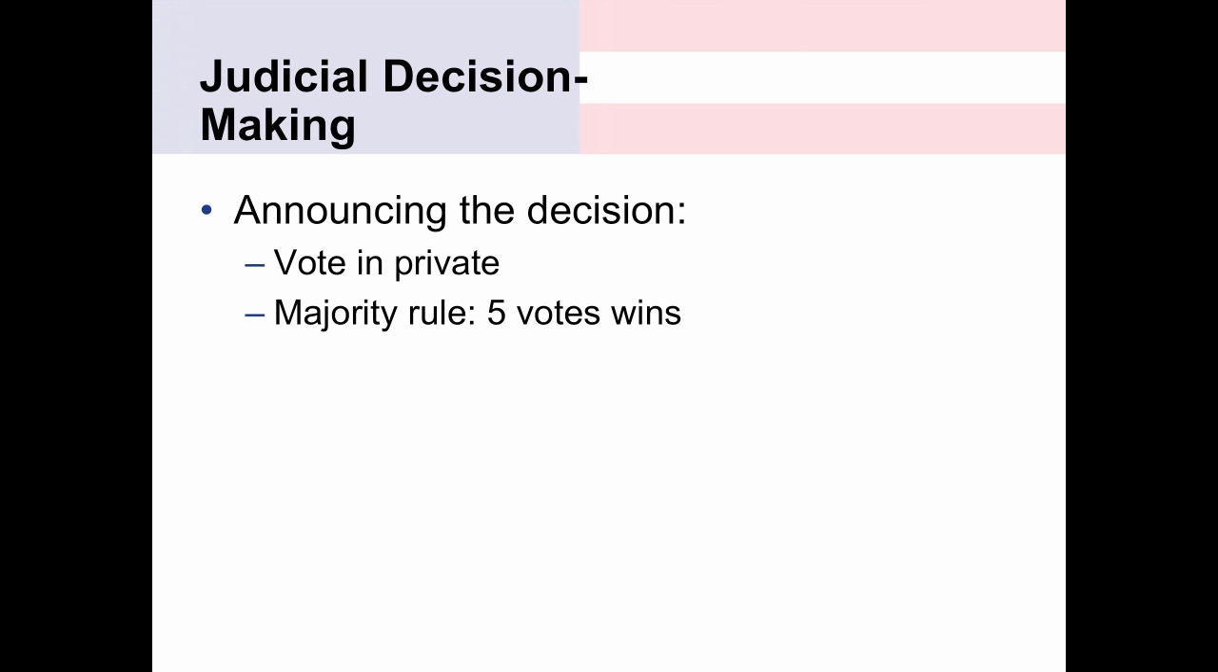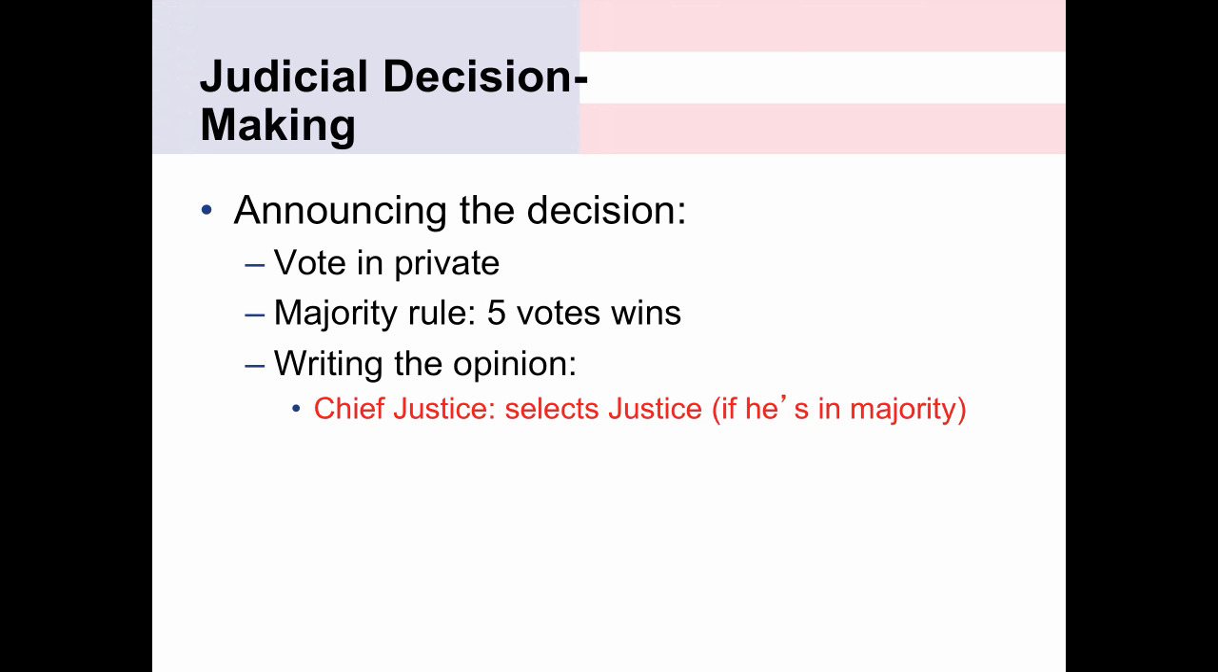Once they've had the vote, once they've made all their arguments, and once they've achieved 5 or more votes, one way or the other, they have to write an opinion. An opinion is simply a written explanation for why they ruled the way they did. And the person who writes the opinion is selected by the Chief Justice. He selects which justice will write the opinion, but only if the Chief Justice is in the majority. If the Chief Justice sides with the majority in this case, then he gets to select the justice. If the Chief Justice is in the minority, however, he does not choose who writes the majority opinion.